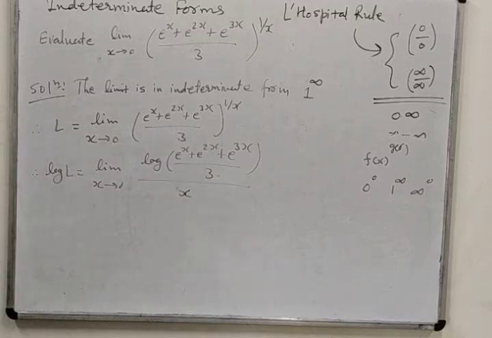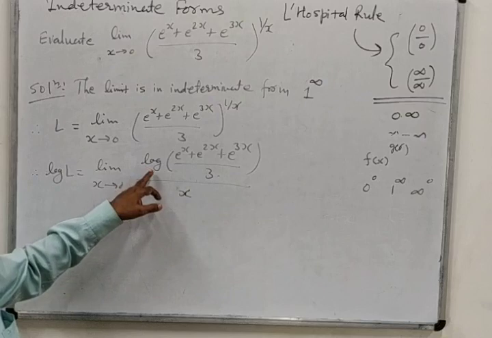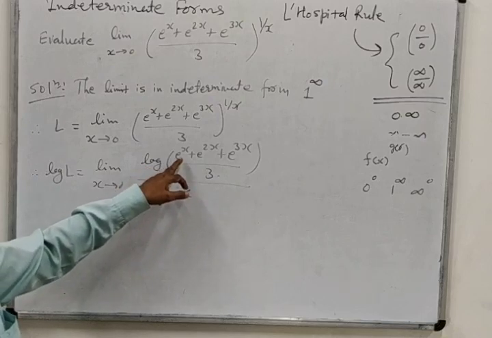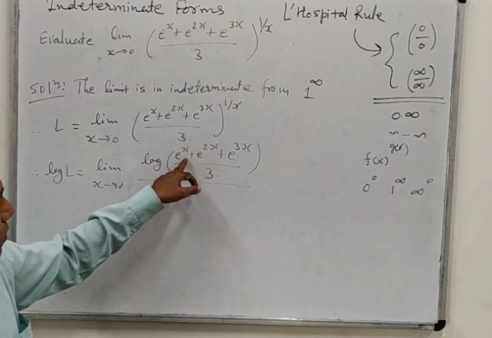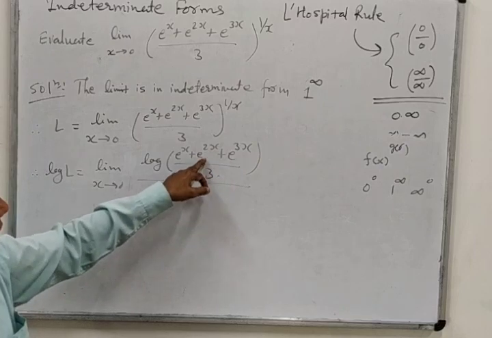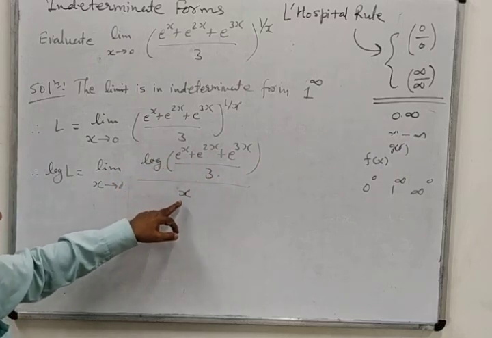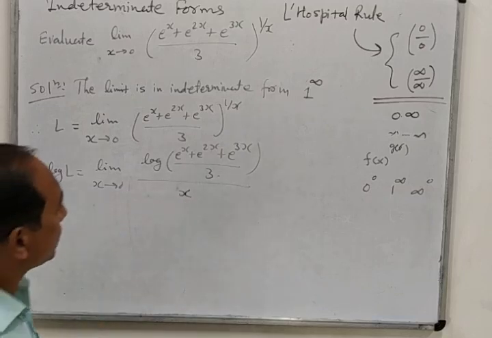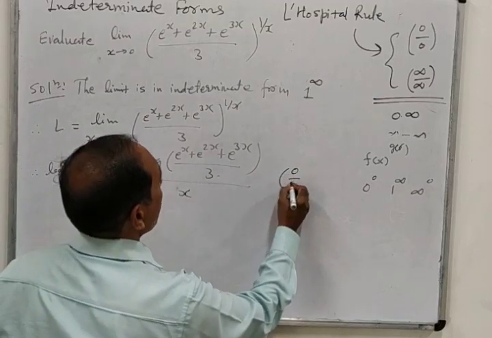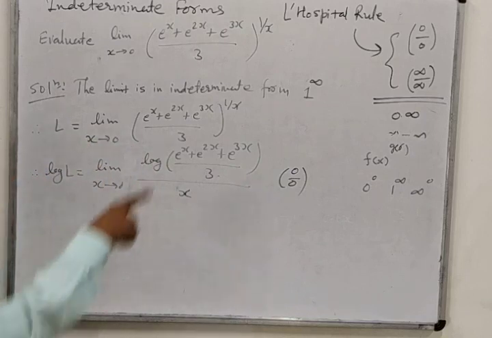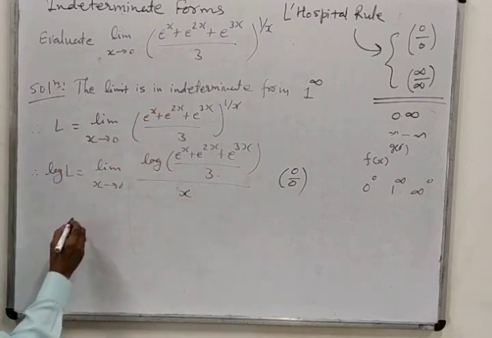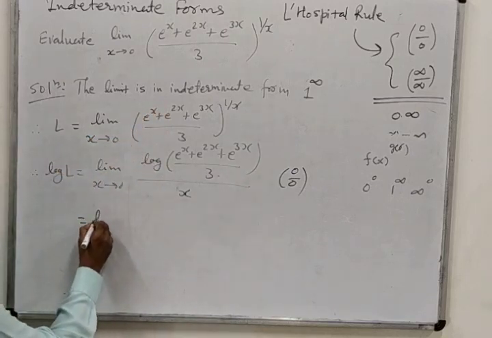Now again we will check this indeterminate form. This is e raised to 0, e raised to 0, e raised to 0, 3 by 3, 1. So log of 1 is 0. Log of 1 is 0. And it is also 0 because x tends to 0. So now it is in the form of 0 upon 0. So we have converted this into that form, and hence we can apply L'Hopital rule.